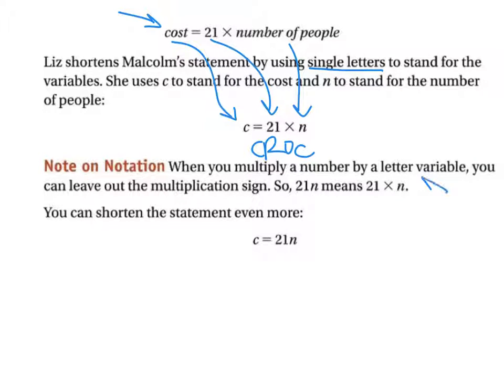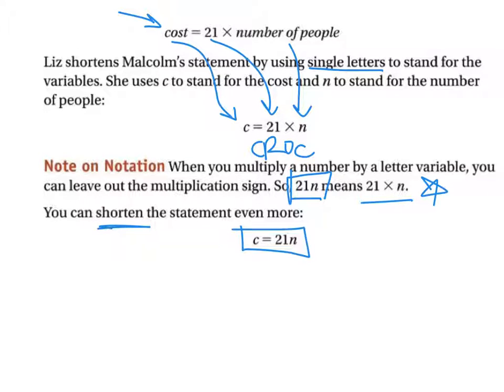If you think back to when we were working in our geometry unit, we started to talk about what does it mean when we have a number next to a letter. And what that means is that we are multiplying. So 21n means 21 times n. So really, this is the shortest equation that you can write.